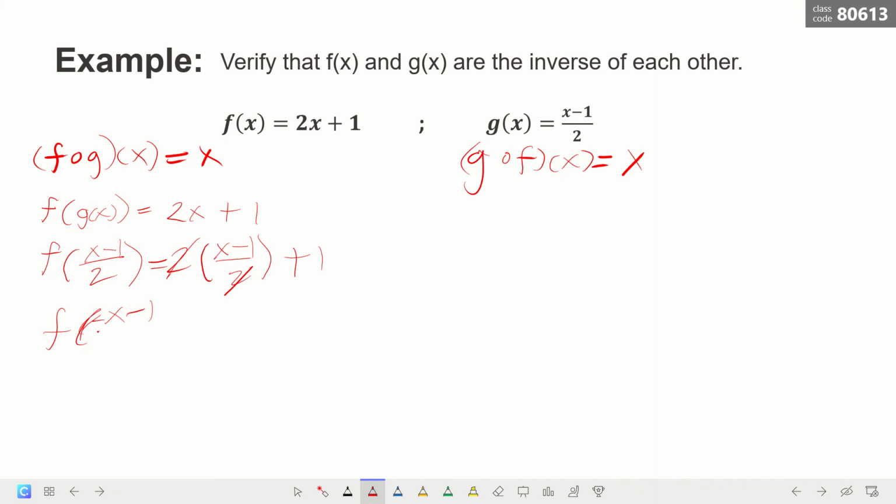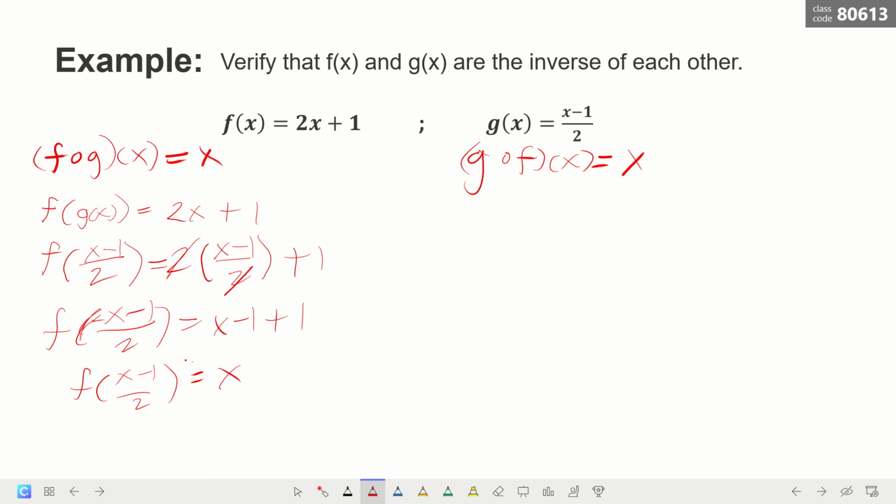So, x minus 1 over 2 is equal to x minus 1 plus 1. Negative 1 plus 1 is 0. So, therefore, x minus 1 over 2 is equal to x. So, dito, diba, ito yung first property natin. Dapat, if f is composed of its inverse, therefore, ang sagot niya is x. And this is true to all the domains of the inverse.